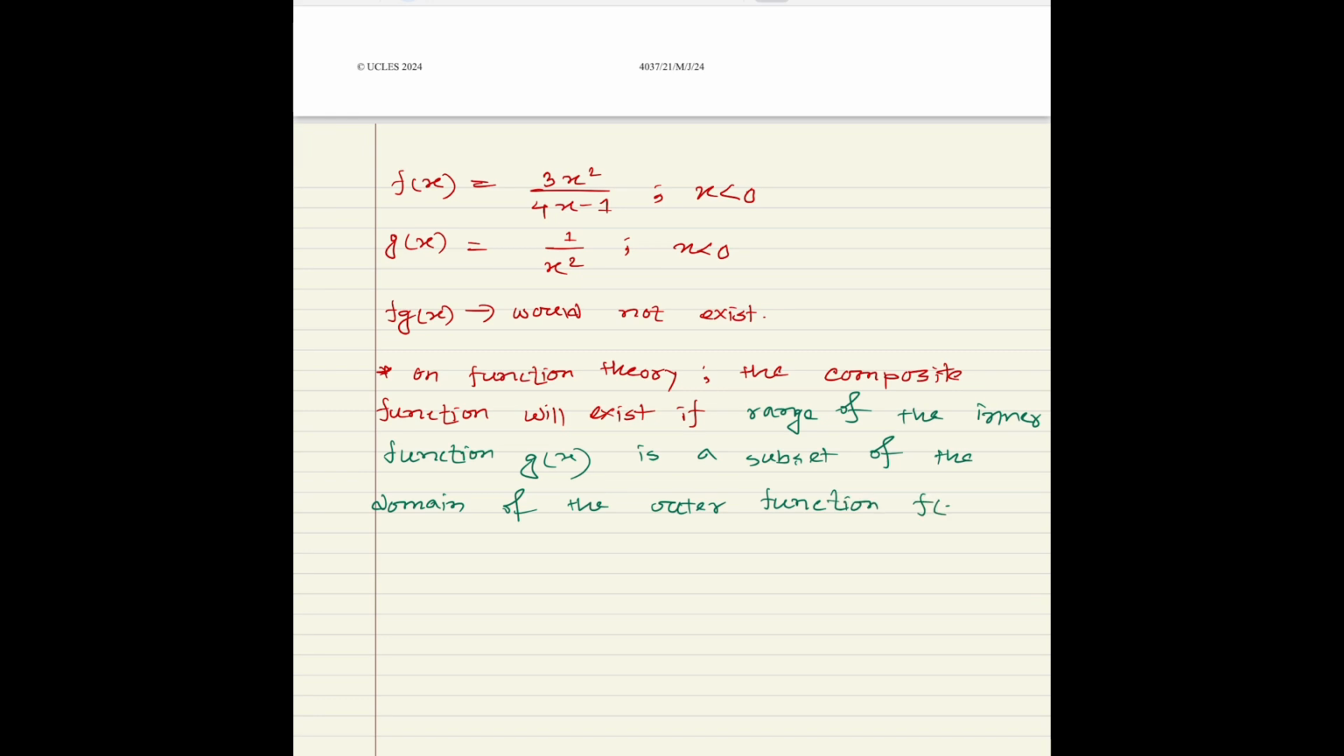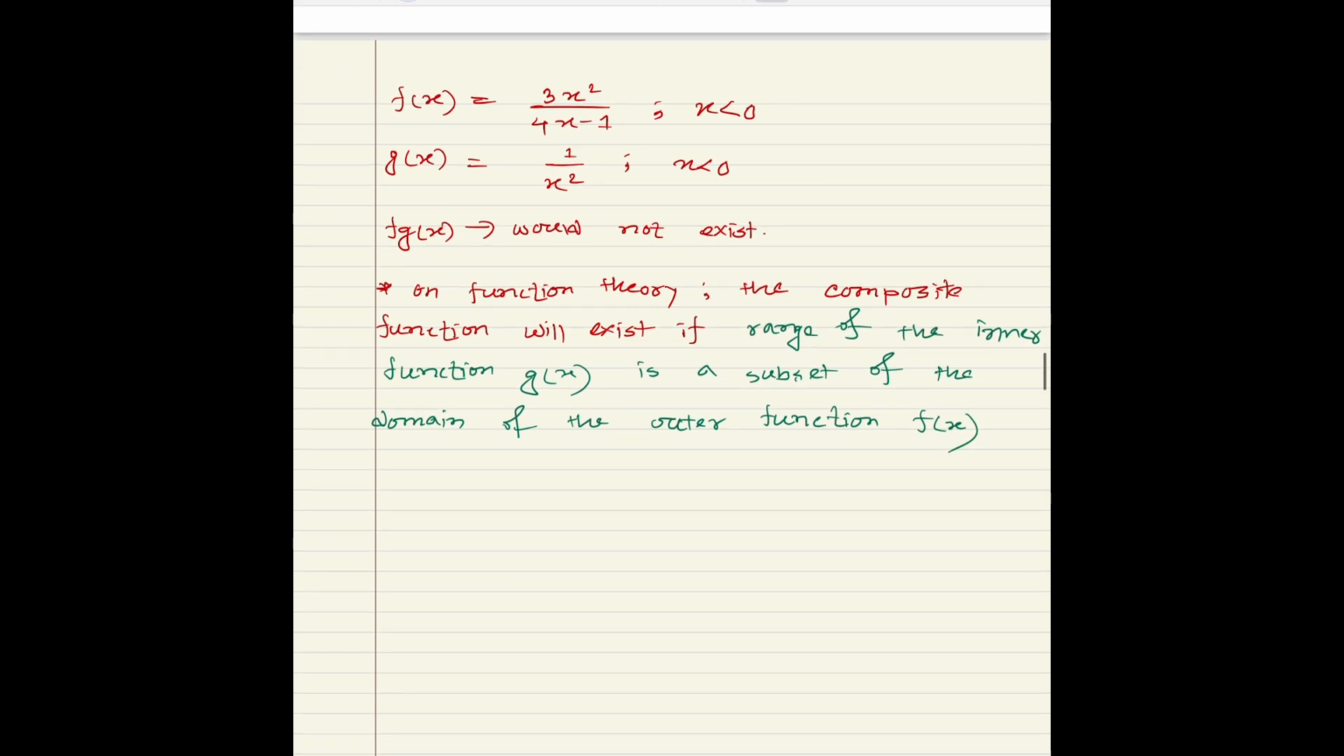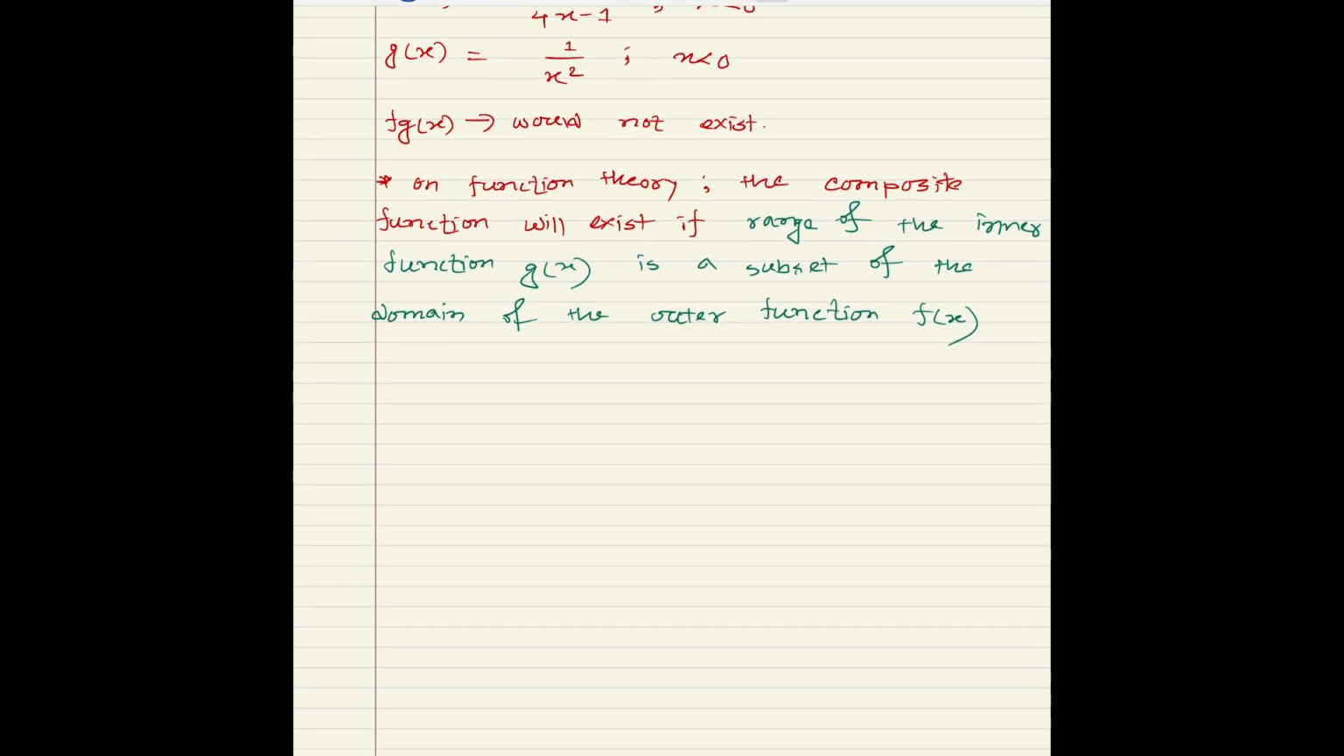F of x. Okay, so the domain of the outer function is given as x is less than 0. So according to the question, the domain of the outer function x is less than 0. That means it's negative. It's negative numbers.